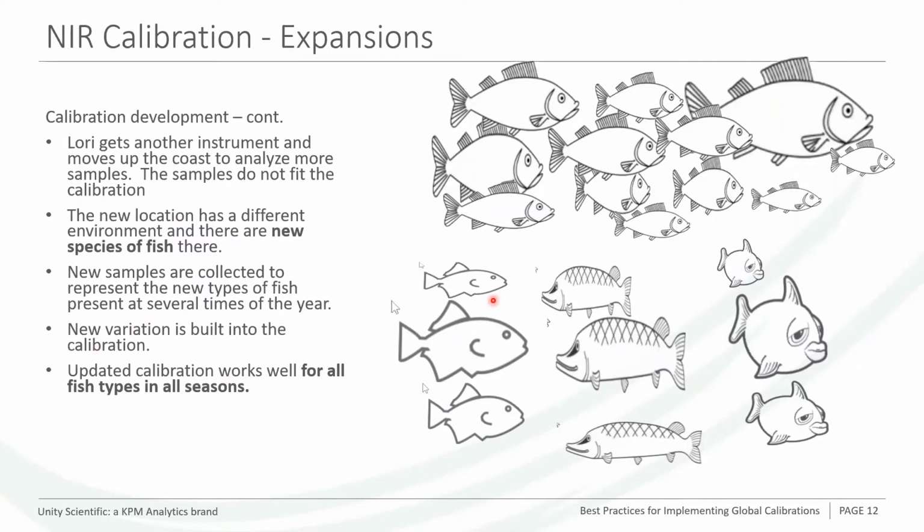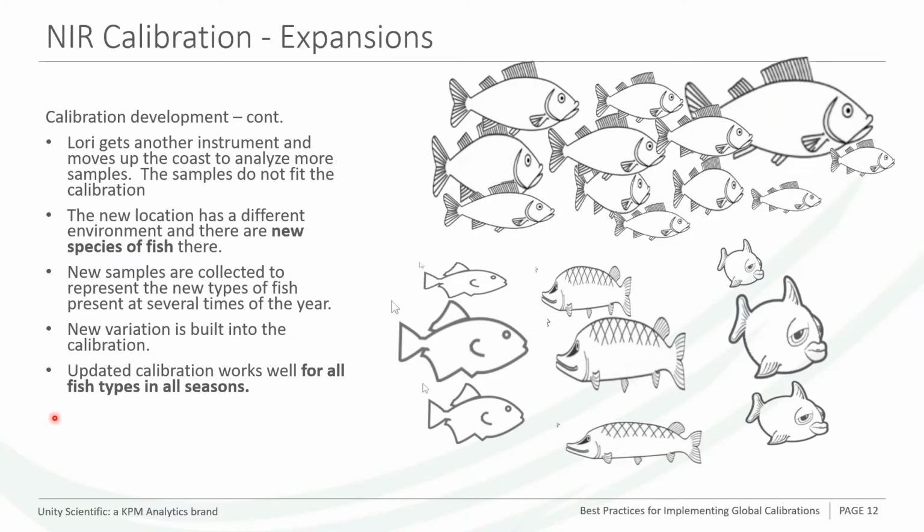She gets the new species of fish, but she's learned also. She realizes that these fish are going to change across the year just like the first ones did. So she's collected these new fish samples across several times in the year. She builds it in. Now she's got an updated calibration that works well for all fish types in all seasons. Okay, things are going great.